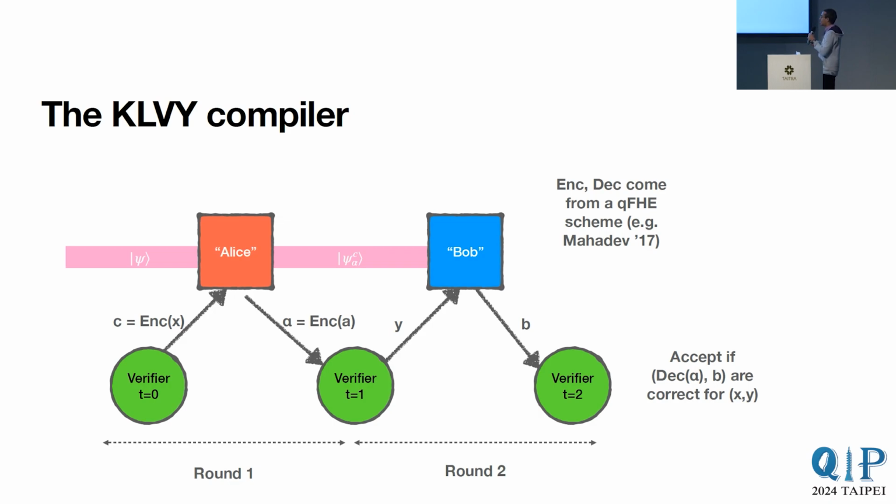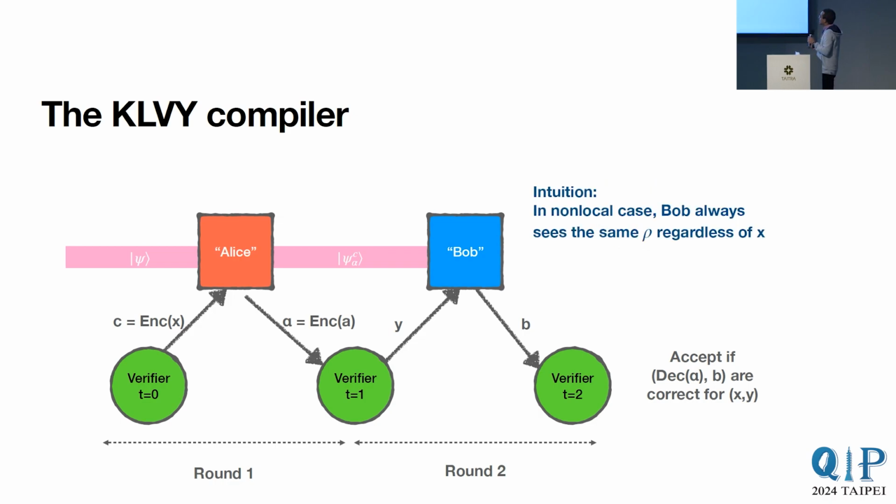So you decrypt the response from the first part, and then you take the 2 responses together and you do whatever you would have done in the 2-player case. So why does this work? The idea is that the encryption is like simulating the spatial separation between the 2 devices. In the non-local case, in the 2-device case, the state that Bob locally sees is always exactly the same, independent of what Alice does, what information Alice gets.